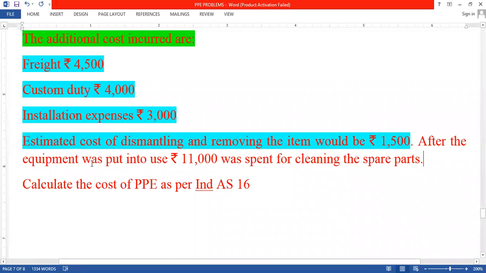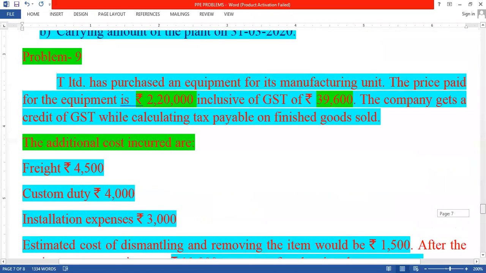And after the equipment was put into use, 11,000 is for cleaning the spare parts. This is a finance cost, we do not take it here. It is totally going to the profit and loss account. We do not consider the cleaning of spare parts. So calculate the cost of property, plant and equipment as per Indian Accounting Standard 16. This is the information given in the problem of T Limited.